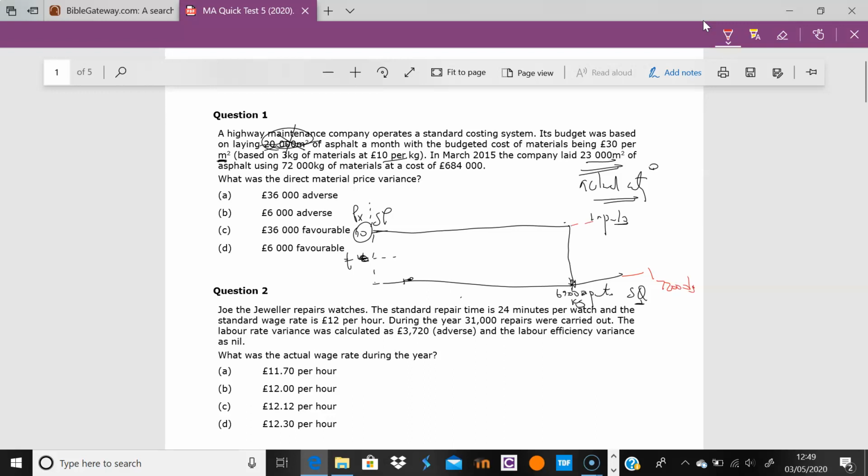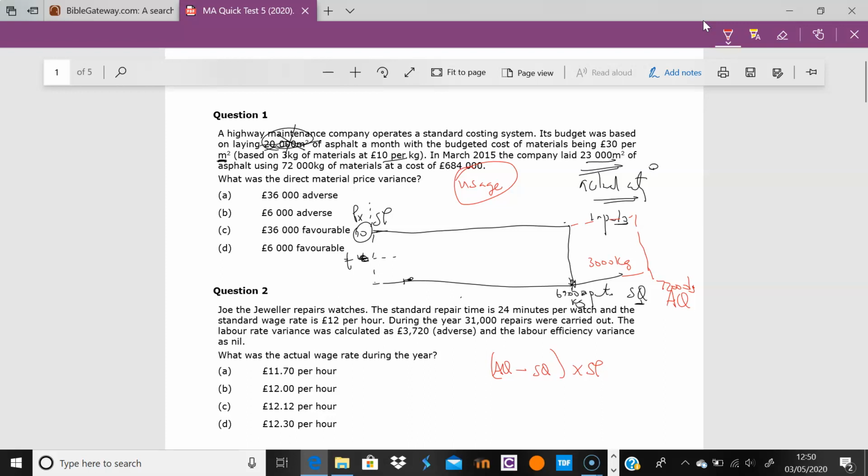kilograms. If the question had asked what was the usage variance, I would say you have used 3,000 more kilograms than you should have. Because I'm interested in the usage, I would multiply this by the standard price. This 72,000 is the actual quantity. So technically, to calculate the usage variance, the formula is actual quantity minus standard quantity times standard price, because I'm just interested in the usage.